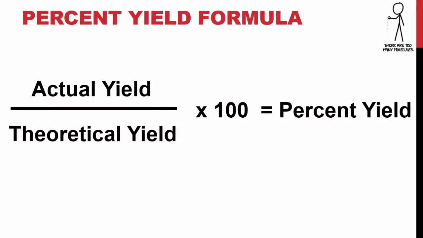So this is the equation. Actual yield divided by theoretical yield times 100 is equal to the percent yield. This is not in your reference table.